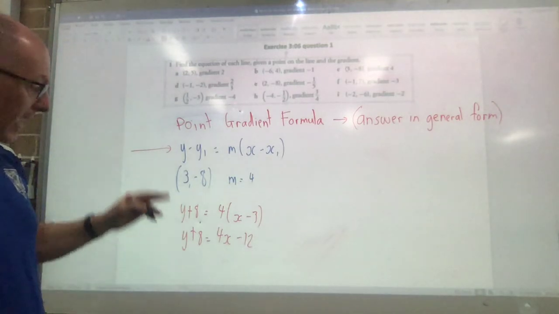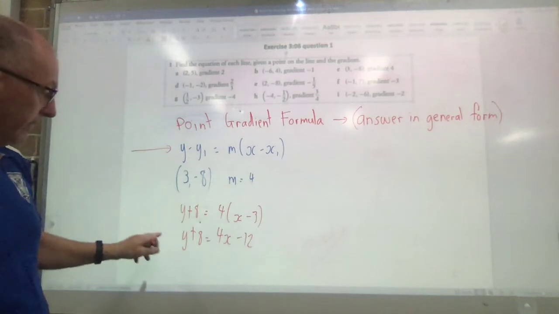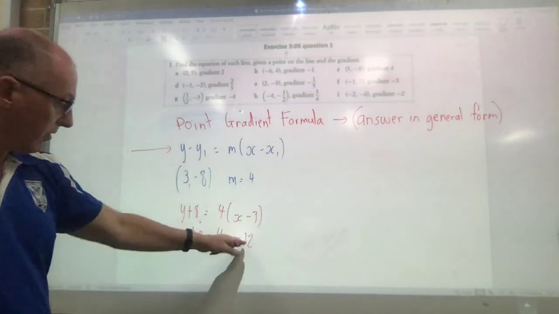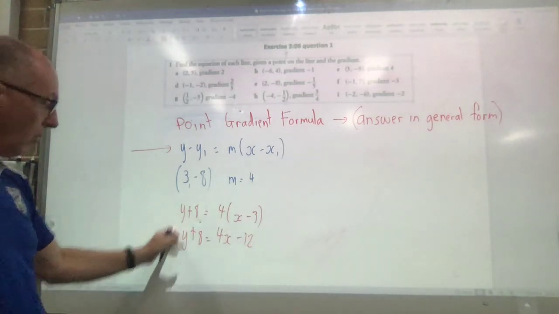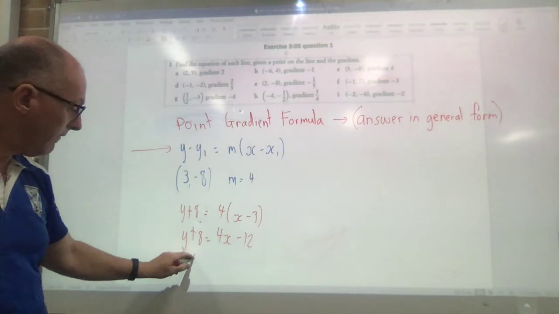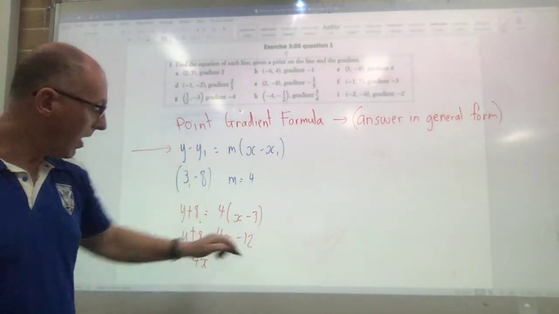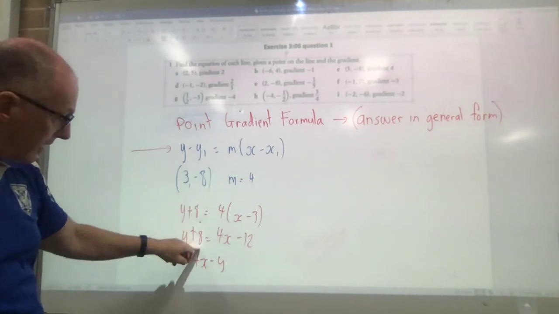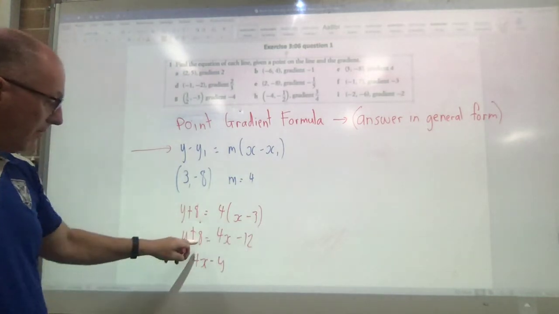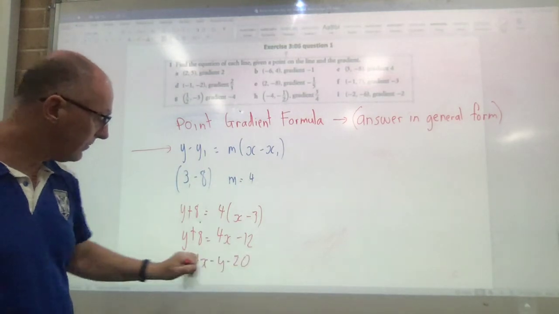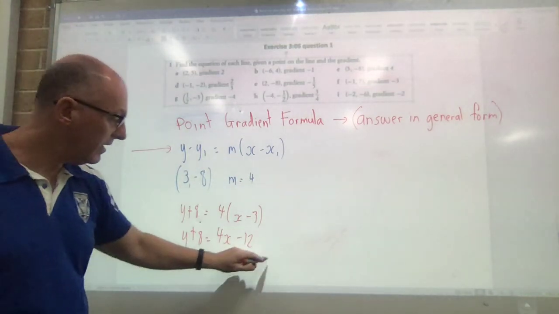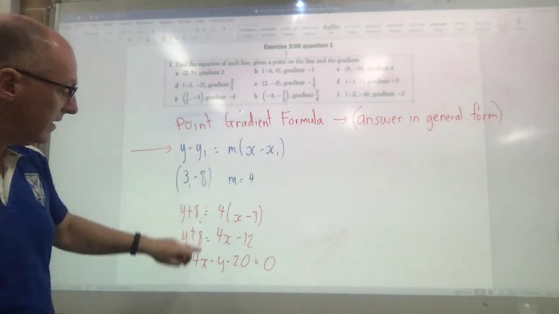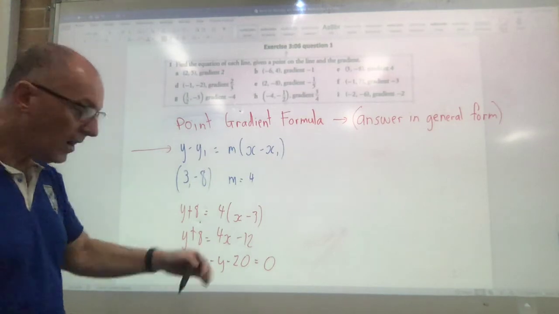In general form, x needs to be first and it needs to be positive. You can see that that is positive, so I'll leave it there and I'll move that across and that across. I'll move the y across first and I'll have 4x minus y. Now I'm going to move the 8 across. I'm going to subtract the 8. So minus 12 minus 8 is minus 20. There's nothing left on this side, so it equals 0. Now we've found the equation of this line in general form. I'll keep going.